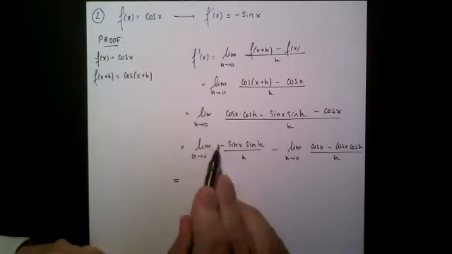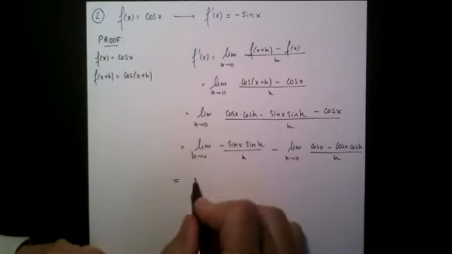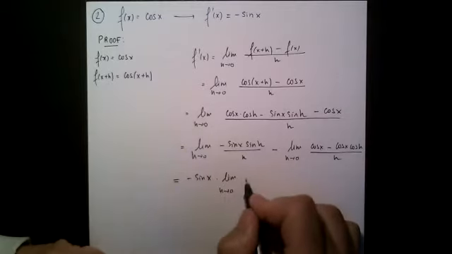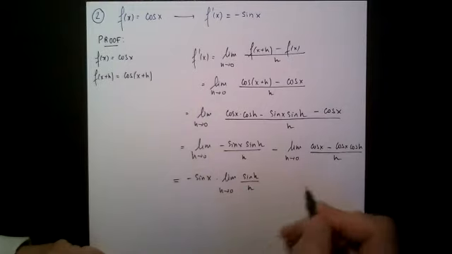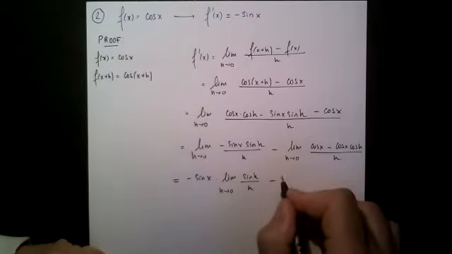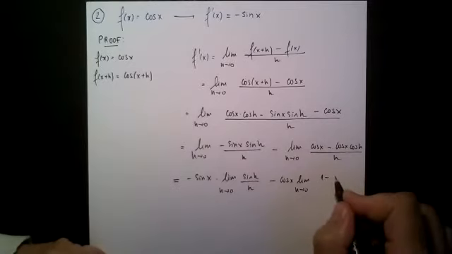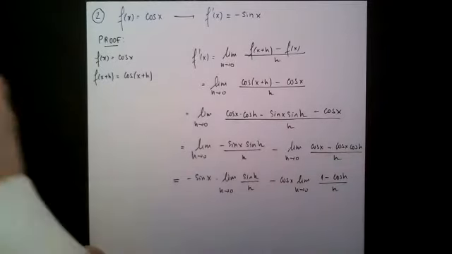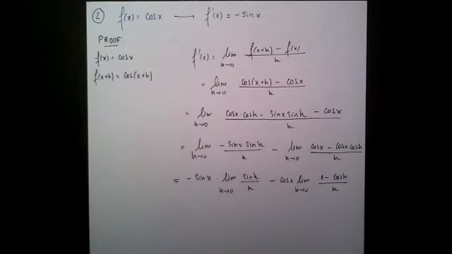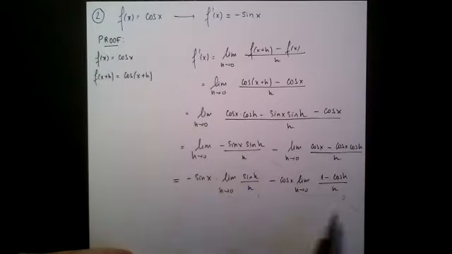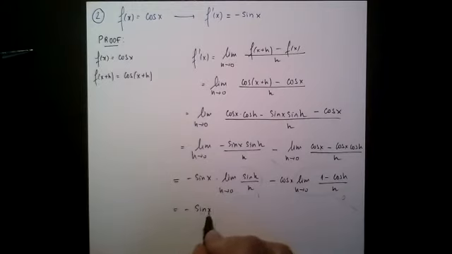And now I could extract whatever doesn't have an h. So negative sine x times the limit h approaches 0 of sine h over h minus, and I'm going to pull out this cos x here, cos x times the limit h approaches 0 of 1 minus cos h over h. And now just exactly like before, this is 1, this is 0, so this term disappears, this is 1, and so my answer, I see, is negative sine of x. Done.